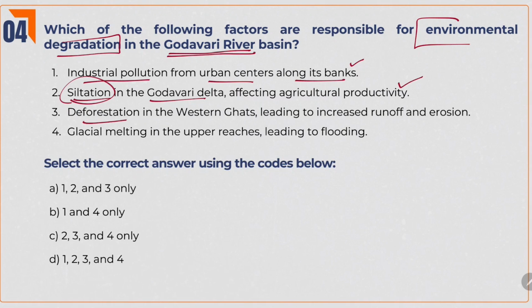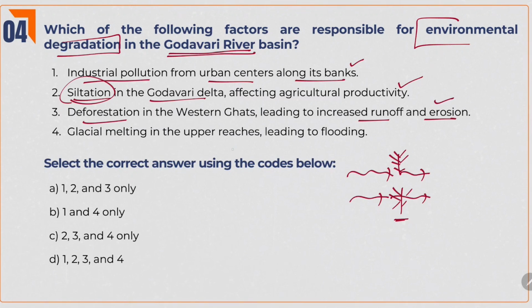Deforestation in Western Ghats leading to increased runoff and erosion. See, there are lot of forests here. And rivers are flowing. If there are forests here, it will obstruct the flow of river, right? But if deforestation happens, there is nothing to stop the flow of river and soil erosion will happen at fast rate. Here they are telling that only. Deforestation is leading to increased runoff and erosion, right?